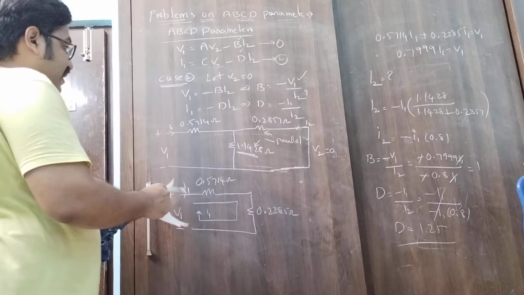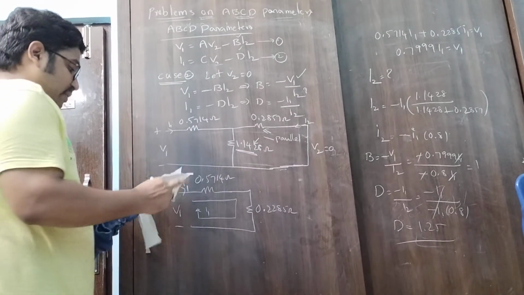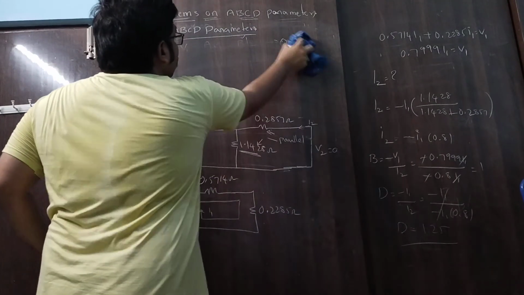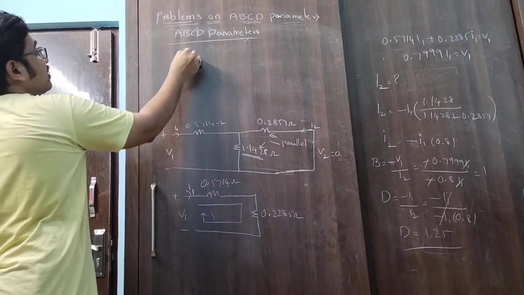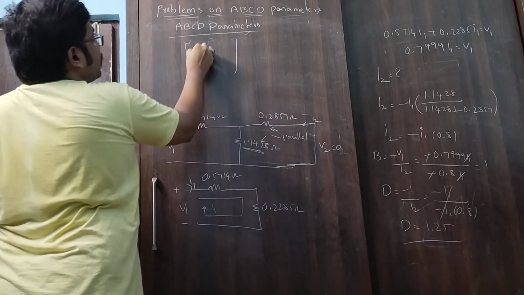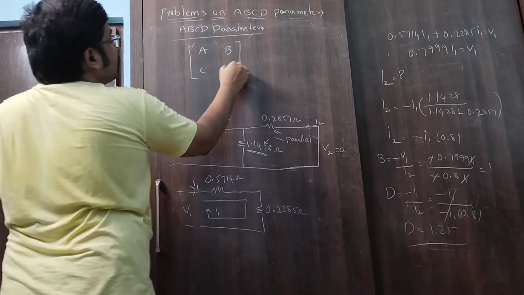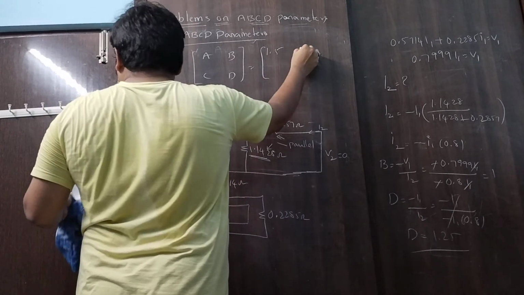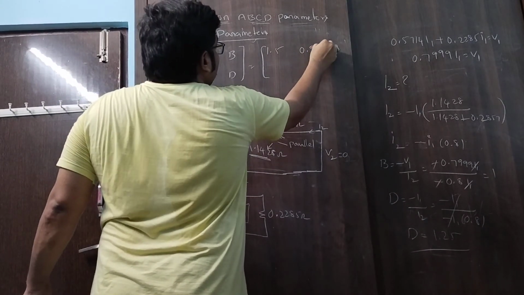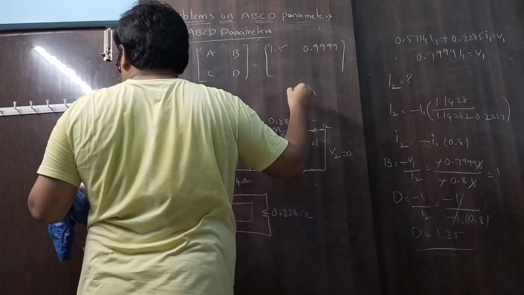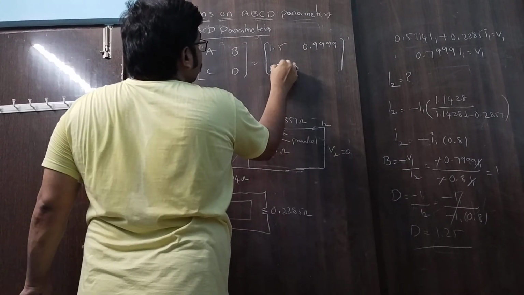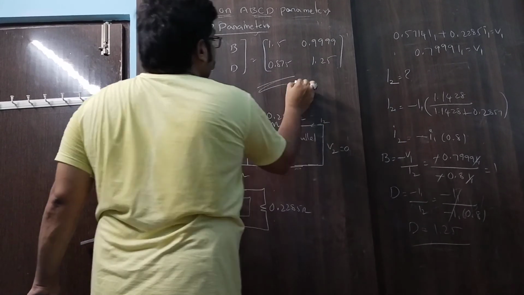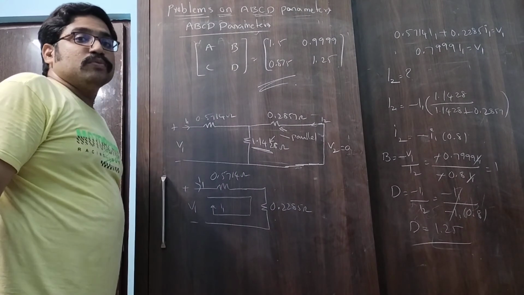Therefore, the ABCD parameters are A, B, C, D: 1.5, 0.999, 0.875, and 1.25. So this is how you need to solve the problem.